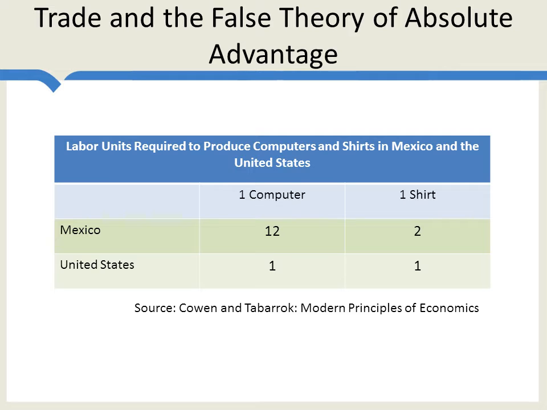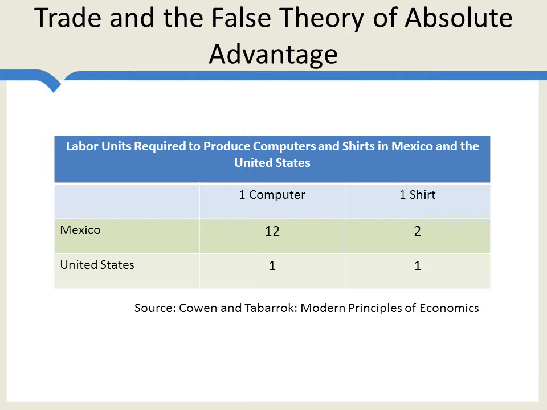After all, the United States, in this example, is much more productive at producing computers and also more productive at producing shirts than Mexico. So this is a case where we might think, well, the United States is so much better at producing both computers and shirts that certainly there's no reason for the United States to trade with Mexico, its less productive neighbor. That's the theory of absolute advantage. It's very plausible. It's also very wrong.